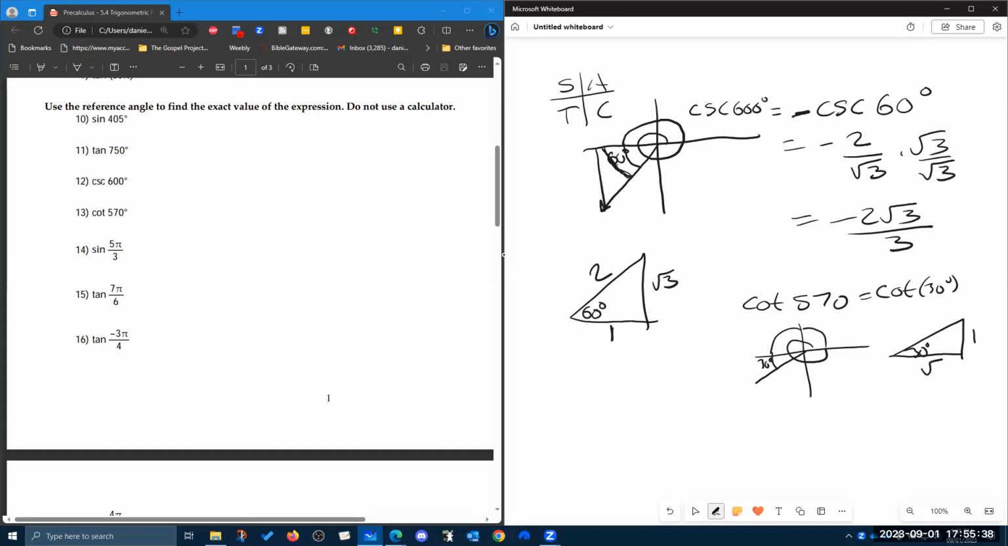And 1, root 3, 2. So cotangent of 30 degrees is root 3 over 1, which is root 3.